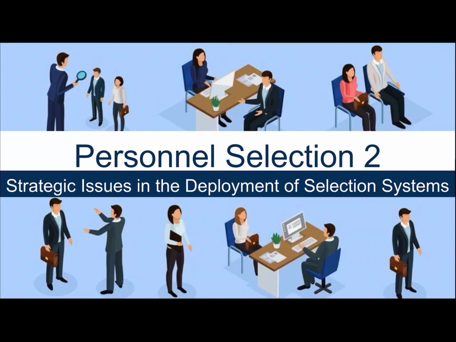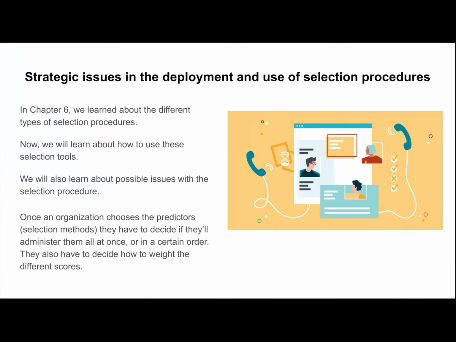Chapter 7, which is our second chapter on personnel selection. In chapter 6, we talked about the different types of selection procedures, and now we're going to talk about how to use these selection tools as well as possible issues that may arise with them. So remember, we talked about interviews and personality tests and intelligence tests and job samples and all those different ways of selecting people for a job.